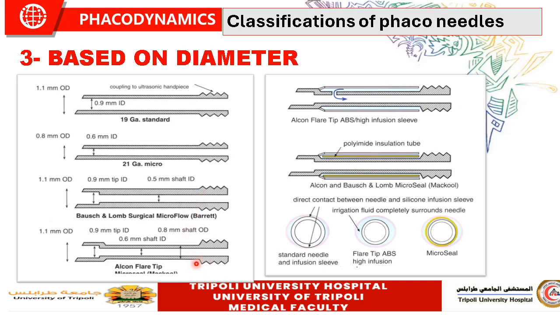This is another flare tip made by Alcon company. Same, the inner diameter is 0.6. However, the outer diameter is 0.9. So these are different examples.